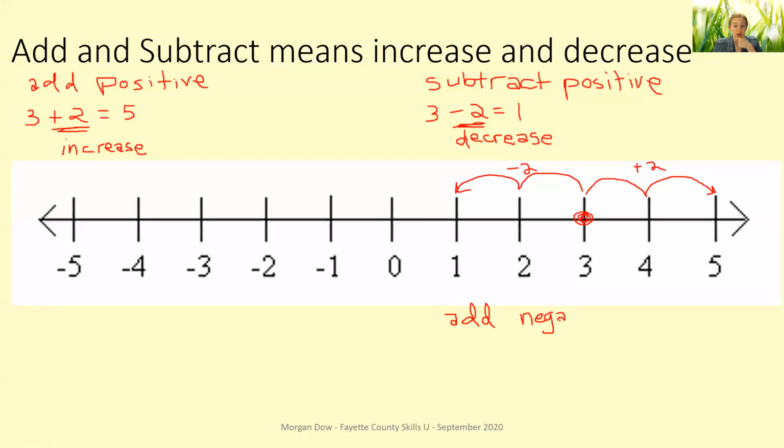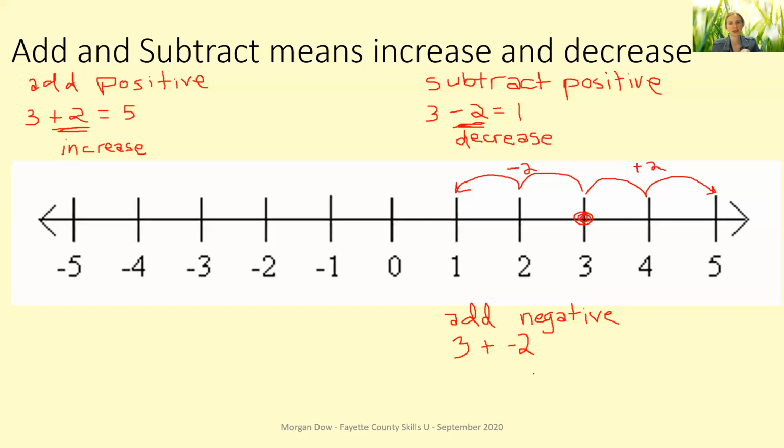So I'm switching the sign, switching the action that I'm going to take. So before I did 3 plus 2, now I'm going to do 3 plus negative 2. So my starting point is positive 3, right? When you don't see a sign in front of a number, we assume that it's positive. So my starting point is positive 3. And now instead of adding positive 2, I'm adding negative 2.